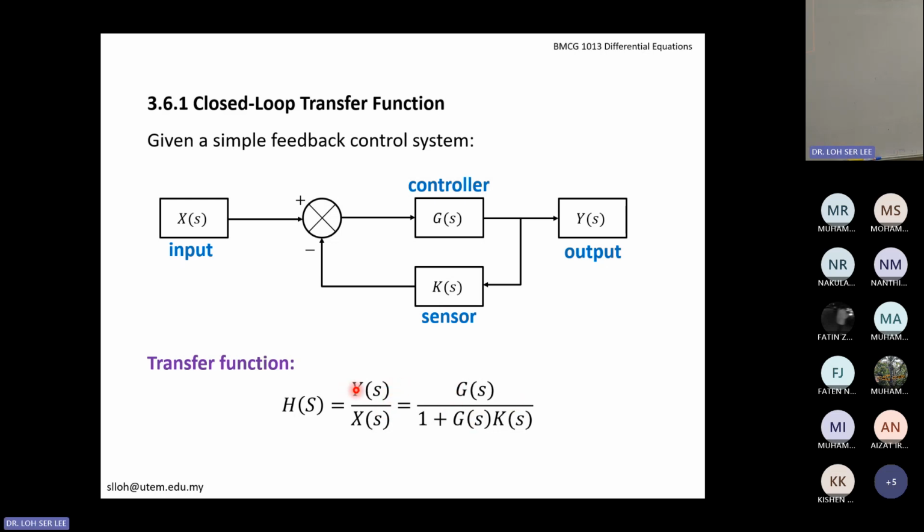It is still the same, output over input. For the open loop, that means without this part, we feed the input into the controller and we get the output. That is open loop, Y over X. But when you have a closed loop system, your transfer function will be this one, G over 1 plus G times K.